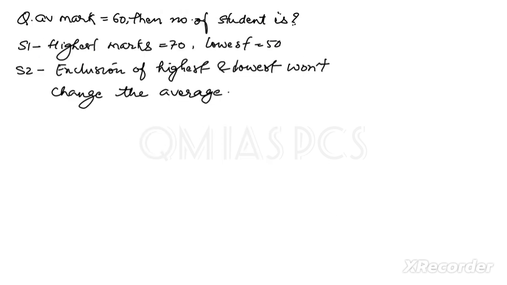Okay, this question is from UPSC 2024, and it is a statement based question. Let's see the question. The average marks of a class is given as 60. Then we have to find the total number of students in that class. Statement 1 says the highest marks scorer has 70 and the lowest marks scorer has 50. Just consider this is 70 marks and the lowest is 50 marks.